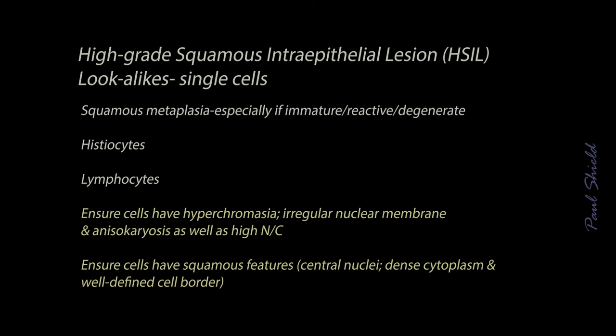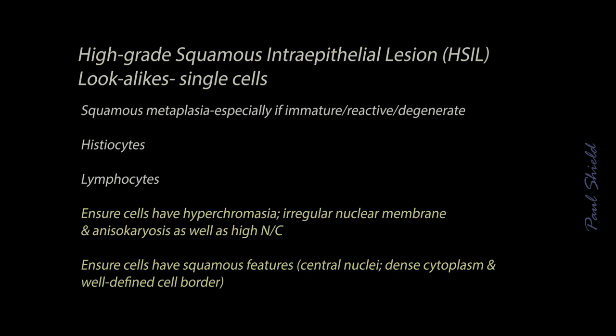Histiocytes can be tricky. Sometimes when they clump together, they should normally lie singly, but ThinPrep clumps them together a bit sometimes. So look for the absence of squamous features. Same thing can happen with lymphocytes, which in a conventional smear would be very isolated, so single cells, but can clump quite a bit in thin preps.